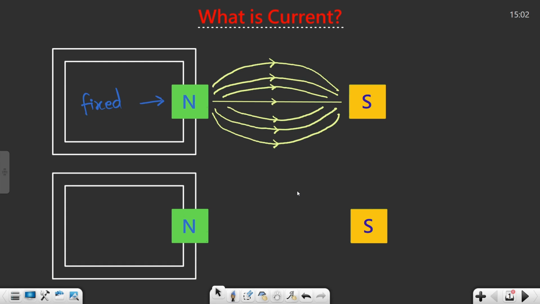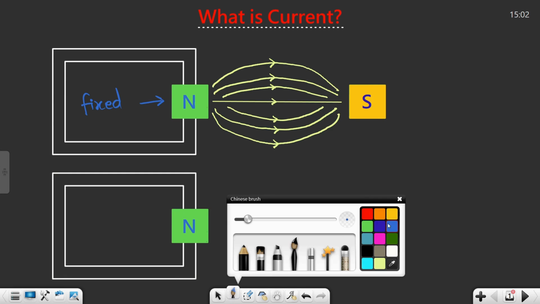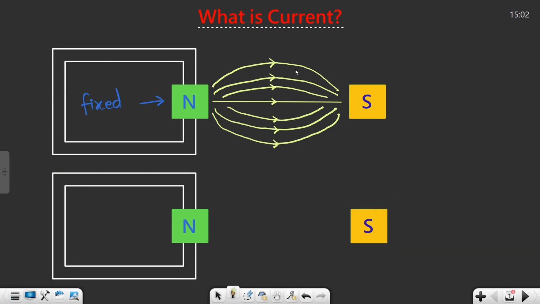Now as I take this particular south pole closer to this particular north pole, what will I see? Obviously I won't be able to see the magnetic field, but if I try to move the north pole and south pole somehow, I can experience a certain force. That is nothing but the magnetic field. I hope you all have experienced this force whenever you try to put two magnets closer to each other. So this is my magnetic field.